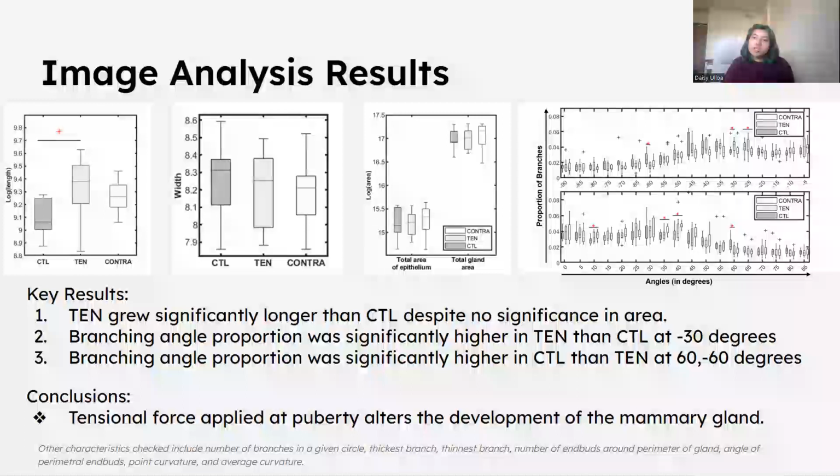So using our OrientationJ data, we binned the data into 5-degree ranges, and we found that the tensional glands had a significantly higher proportion of branching occurring at -30 degrees compared to the control group, whereas the control group had a significantly higher proportion of branches occurring at 60 and -60 degrees compared to the tensional glands. So in summary, we did find that tensional force does alter the development of the mammary gland, and our next step was to confirm whether or not the branching angle is what is creating that difference we're seeing in length.